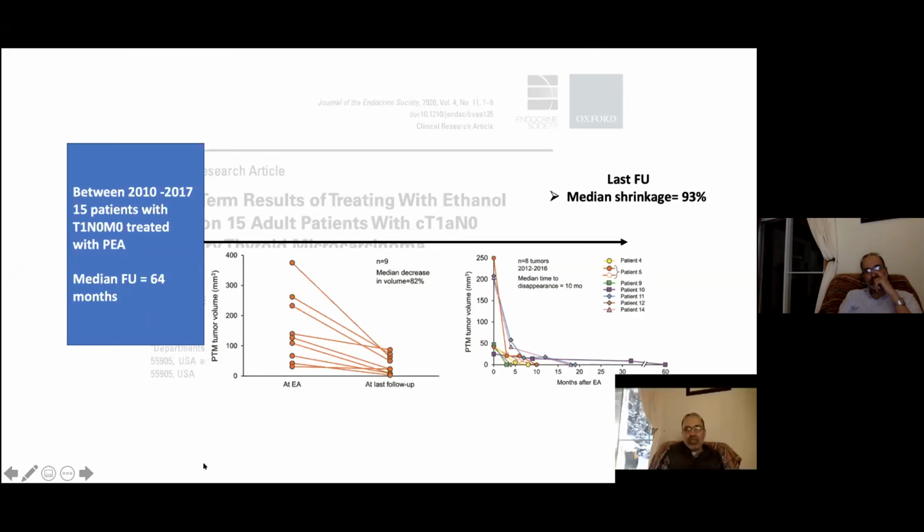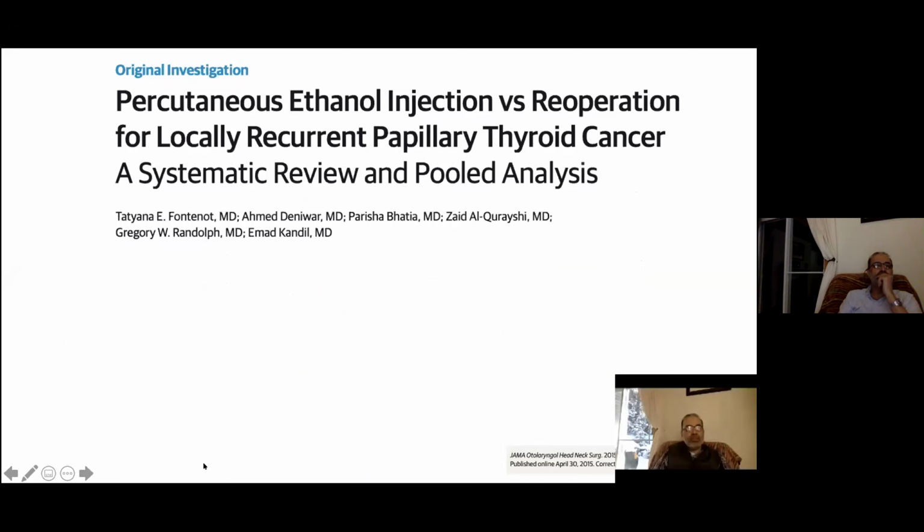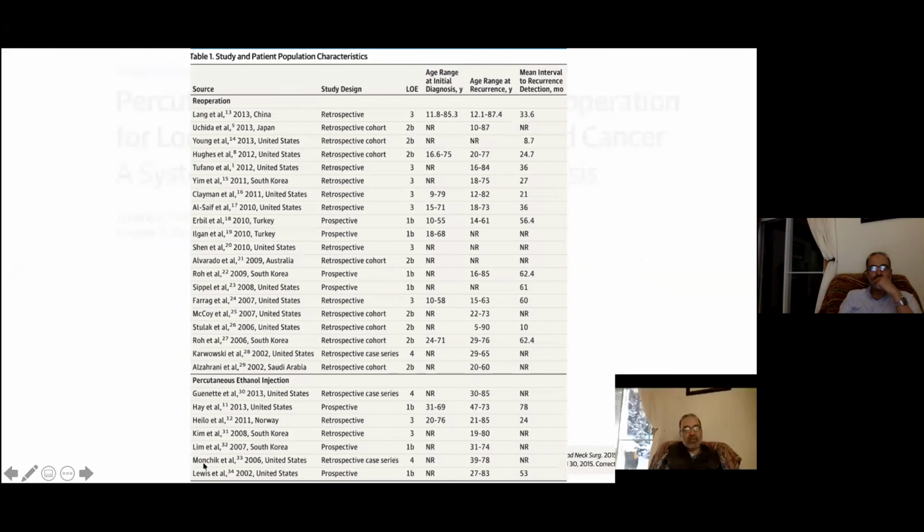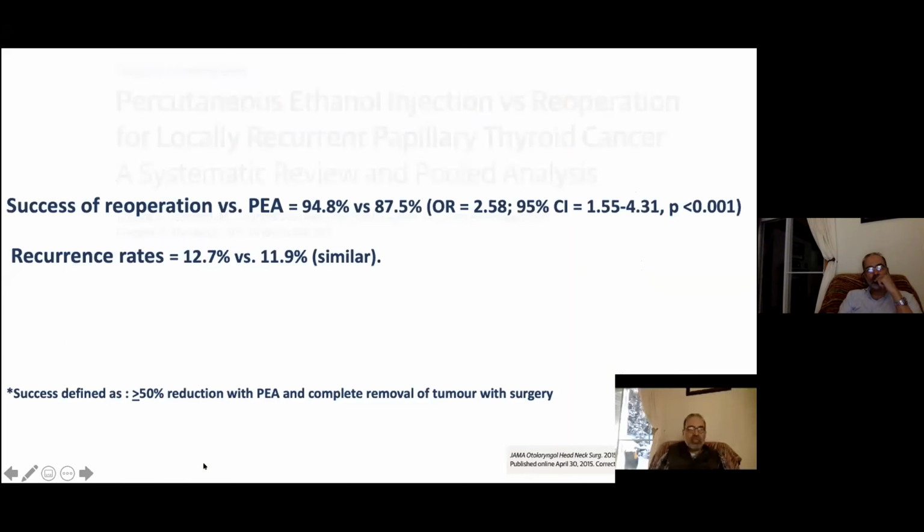So regardless of technique, which technique you use, these are results. This is a systematic review, a pooled analysis of ethanol injection technique versus reoperation for locally recurrent, so this is recurrent thyroid cancer. Sorry, it's a busy slide, but essentially it showed that the recurrence rate after either technique is very similar.